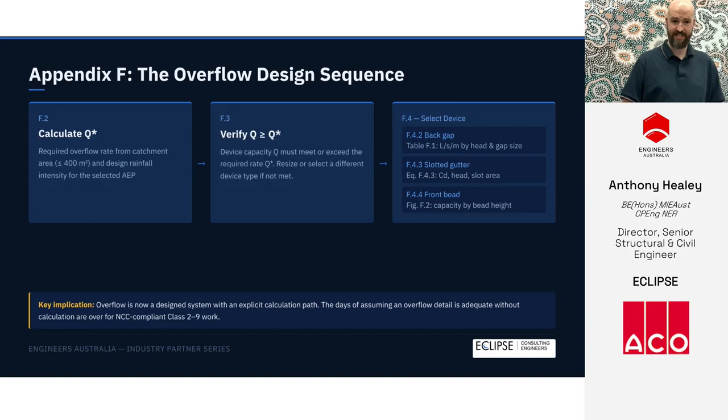Step 3, device selection. The standard now provides actual capacity data for 3 device types. F4.2 covers back gaps, F4.3 covers slotted gutters, and F4.4 covers front bead overflow. The standard notes in F4.5 that computational methods and CFD are signposted as a future direction, but are not explicitly included in this version of the standard. The key implication for designers. Overflow is now a designed system. You need to calculate, select, and verify.